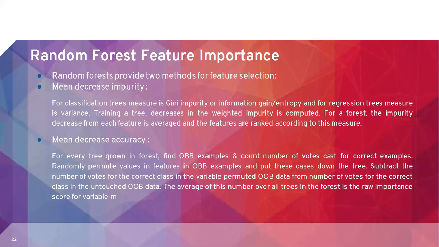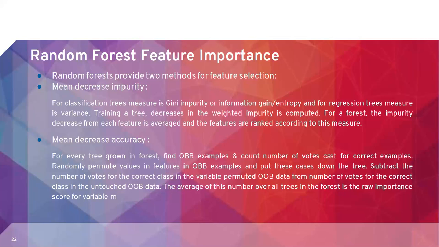Similarly, the other methodology is mean decrease in accuracy. For every grown tree, the OOB examples are counted after building the model, and the number of examples correctly classified for the given class is counted. That gives you the accuracy for each class. Now, each attribute is permuted, one at a time. And then after permutation, the number of OOB examples whose votes went to the correct class is again found out.